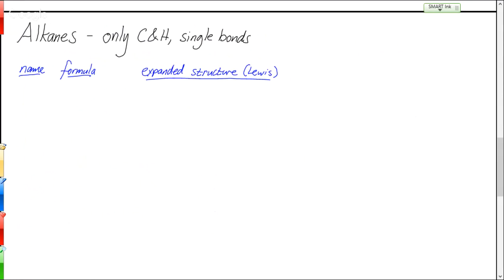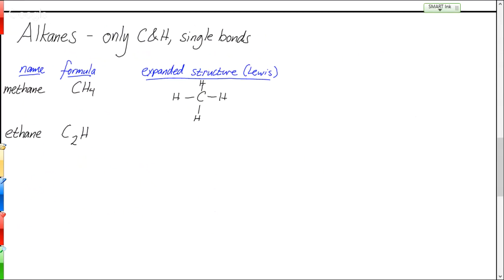So our first one that we're looking at is called methane. The formula is CH4, and the expanded structure looks like that. So you've got the carbon with four hydrogens connected around it. You could draw it in a three-dimensional way, you could draw it in that way. Either way is considered an expanded structure. All right, let's move on then to the next one, which is ethane. So all you do is you drop that M and you've got ethane.